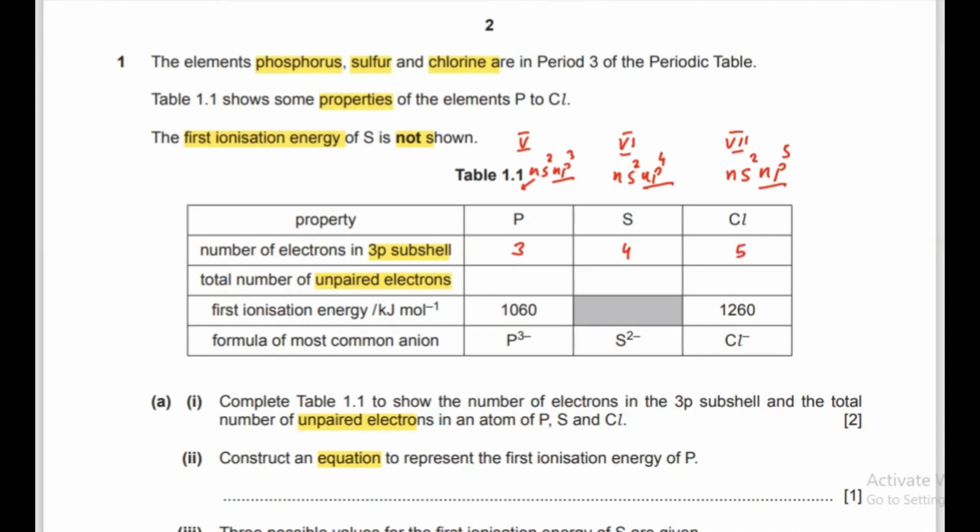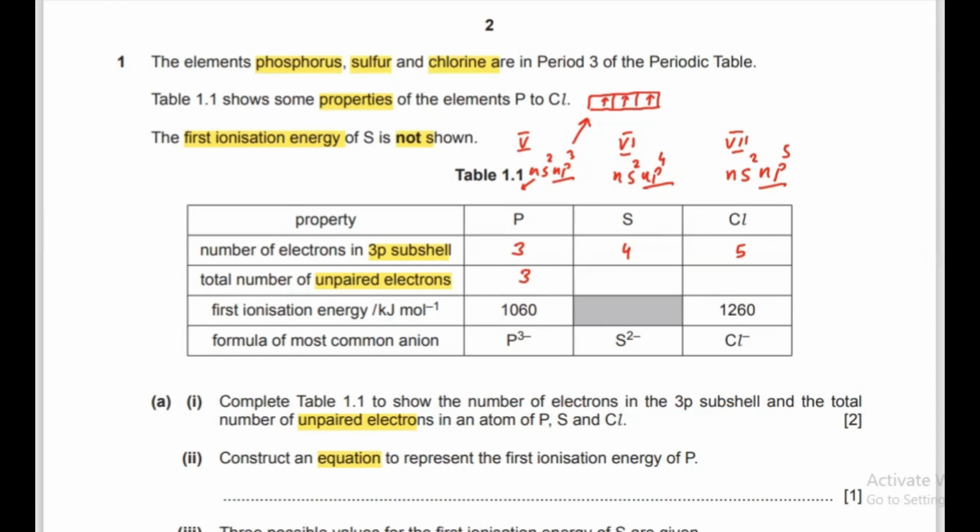Then the total number of unpaired electrons. If we look at the unpaired electrons, we know that the p subshell contains 3 orbitals. So if we have to arrange the 3 electrons in the p orbitals, we must show them like this. All the electrons must be unpaired. So there are 3 unpaired electrons.